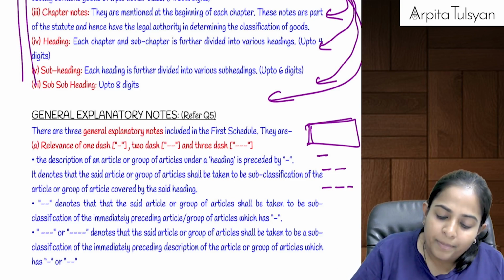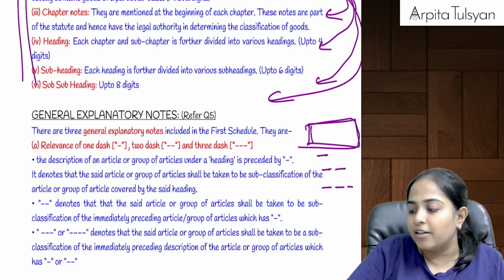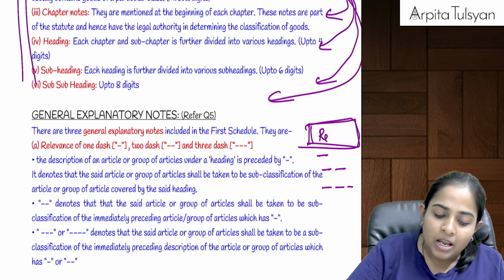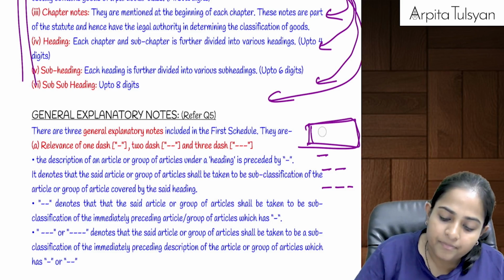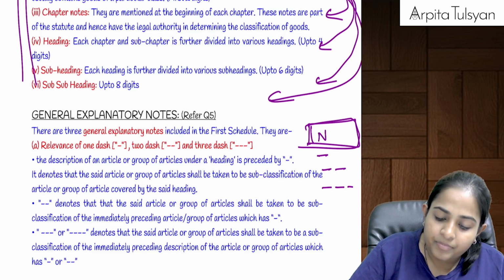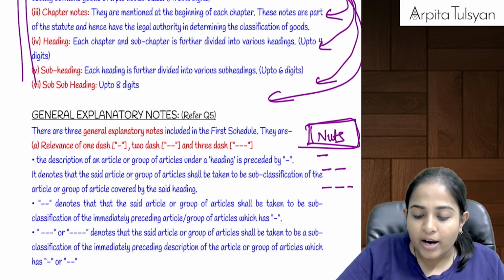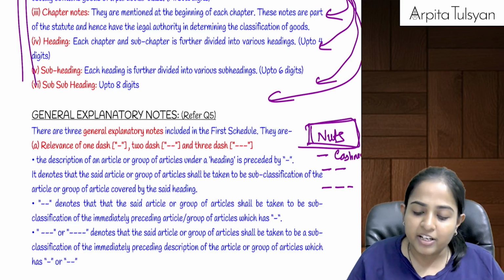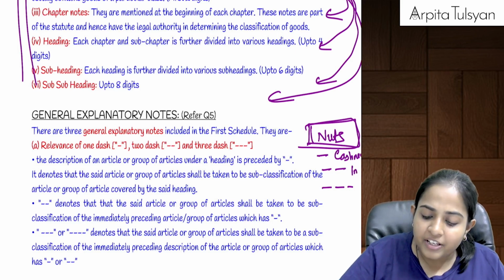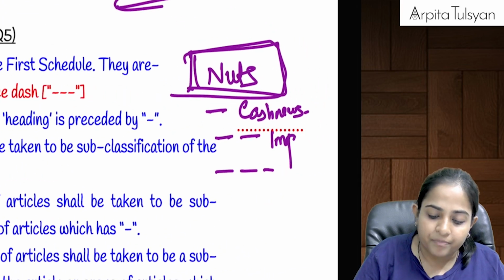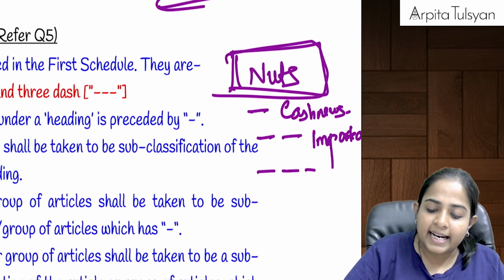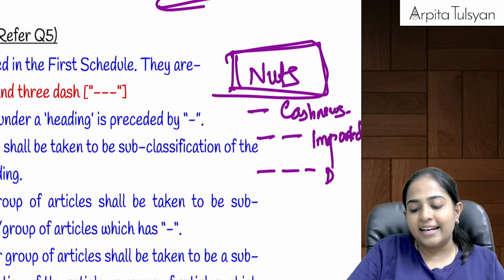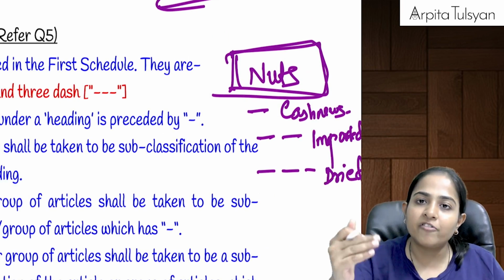Okay, what does that mean? Let's say a particular heading is called nuts, and in the first point it is written as cashew nuts. Then in the second dash, imported is written, and then dried is written in the third one. How are we supposed to read it?